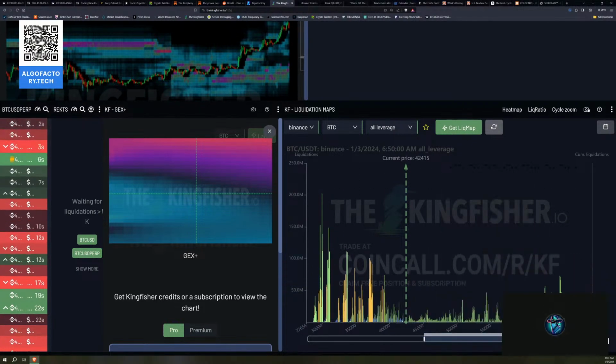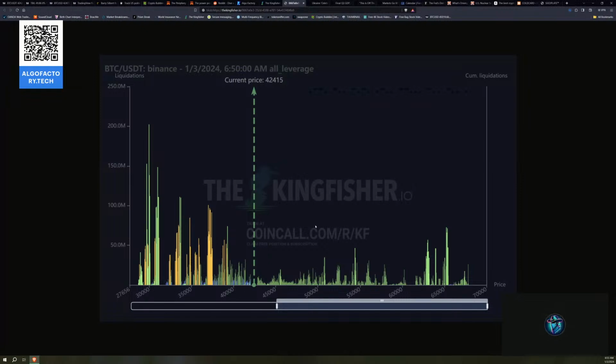Let me expand this. What you're looking at is where people's stop losses are. If you went long at the current price, which is this green mark here, 42,000-ish, 43,000-ish, oh, there, 42.5.